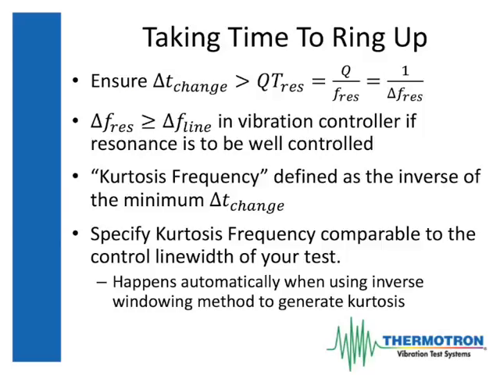Now, in most kurtosis controllers, there's going to be a setting called kurtosis frequency. You might see it called transition frequency. They're similar in effect, but they are defined as the inverse of the fastest rate of change where the controller goes from a low level to a high level back to a low level. And so the good rule of thumb there, given the above, is that you should specify a kurtosis frequency that is comparable to the control line width of your test. Now, in most controllers, you have to set that by hand. If you happen to be using the inverse windowing method, which is what Thermotron uses, that actually happens automatically.